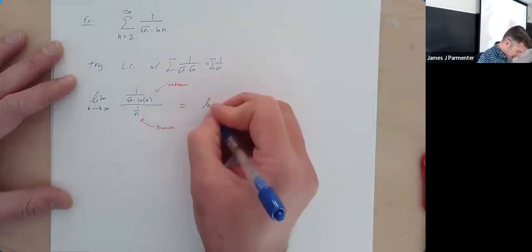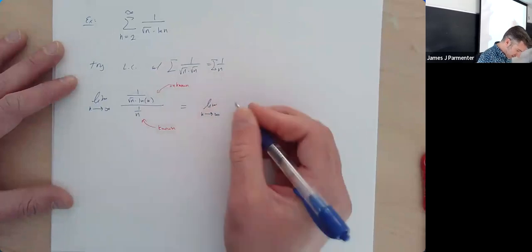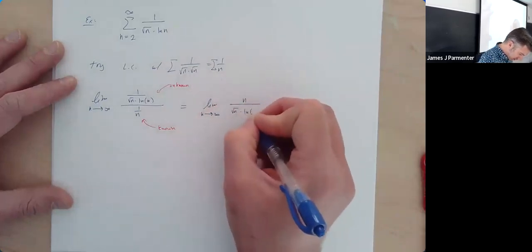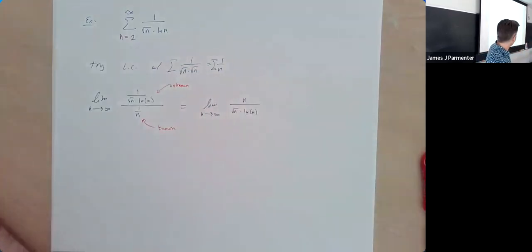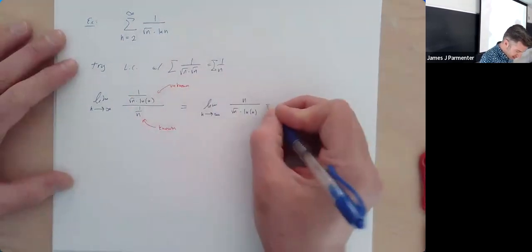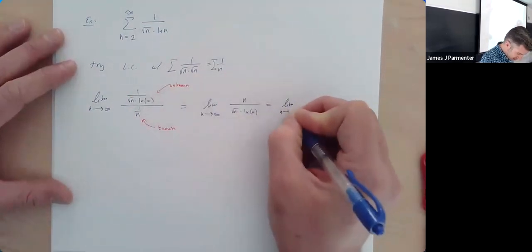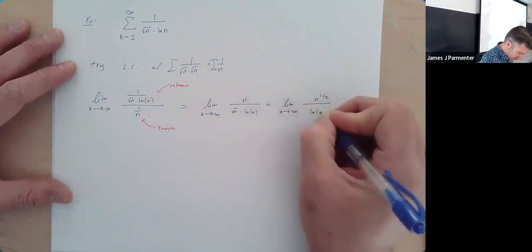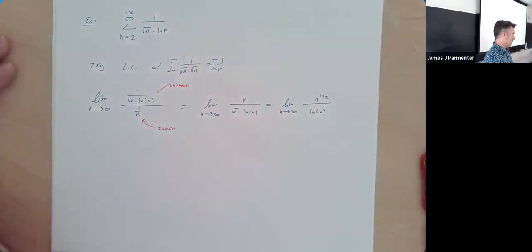Then we're going to get the limit as n goes to infinity of n over the square root of n times the natural log of n. And before I try using L'Hopital's rule here, which is what I'm going to do because it is an infinity over infinity type, I should simplify this. N divided by the square root of n is just the square root of n. So it's definitely going to be in my best interest to write this as n to the 1/2 over the natural log of n. And now let's try using L'Hopital's rule.